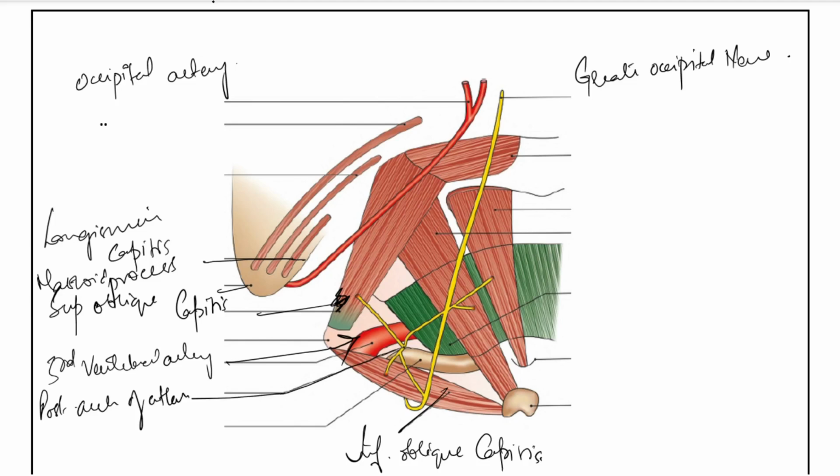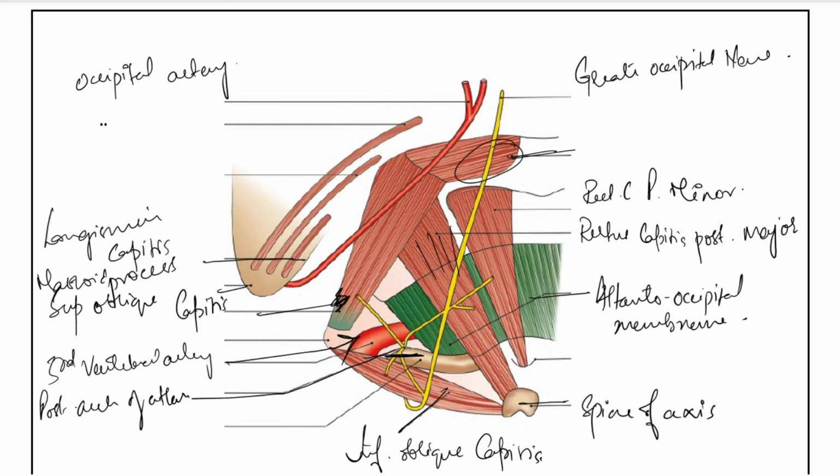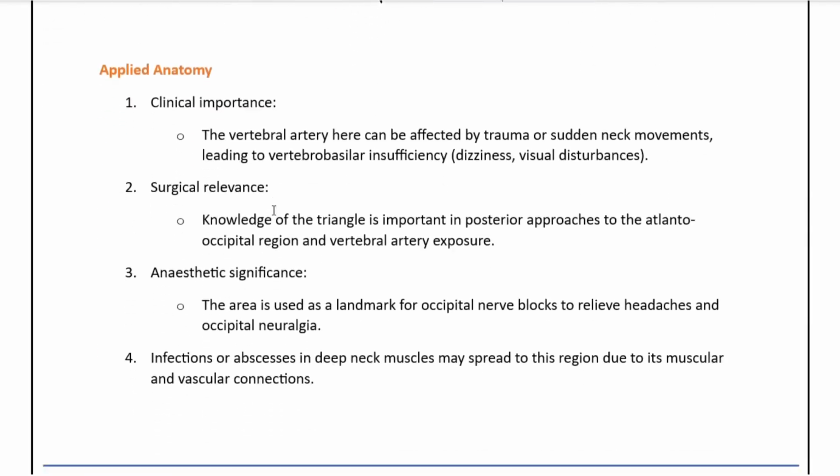This is the spine of axis. The green one that you see here is the atlanto-occipital membrane. The inner one that you see is the rectus capitis posterior major. The front one is the rectus capitis posterior minor. And the muscle you see here is the semispinalis capitis. Okay, this one diagram will cover the boundaries as well as the contents of your suboccipital triangle.